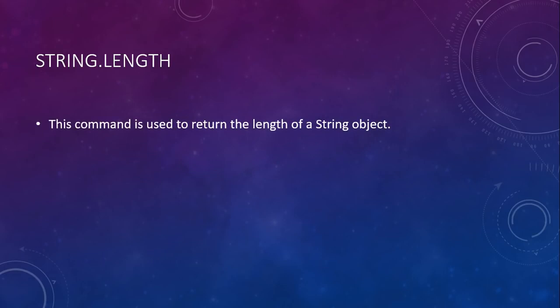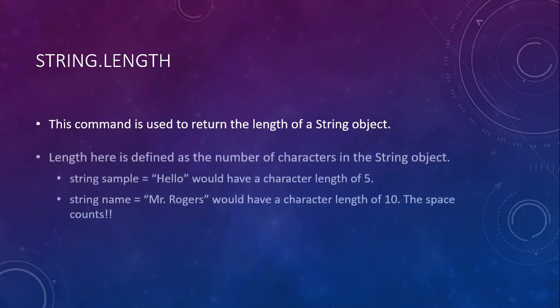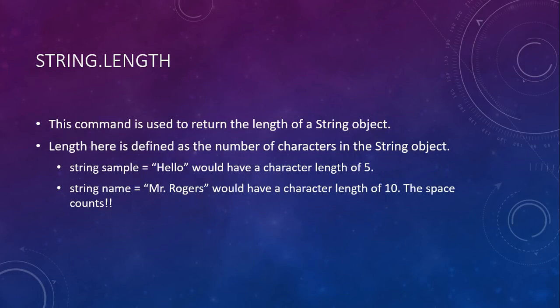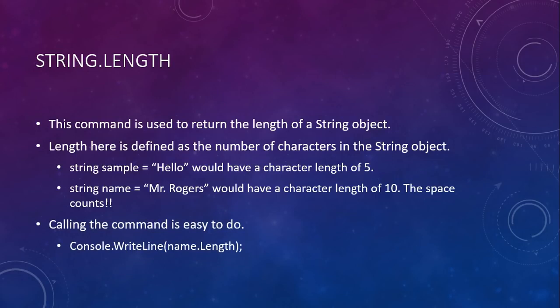This is a command to return the length of a string. Length here is defined as the number of characters in the string object. So, for example, we have string sample equals "Hello". That would return a character length of 5. Whereas the string name of "Mr. Rogers" would have a character length of 10. You'll notice that it has a character length of 10 because the space matters. So even if you have just a bunch of spaces, each one of those spaces counts as a character.